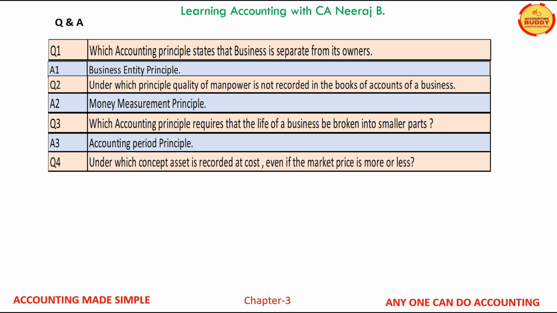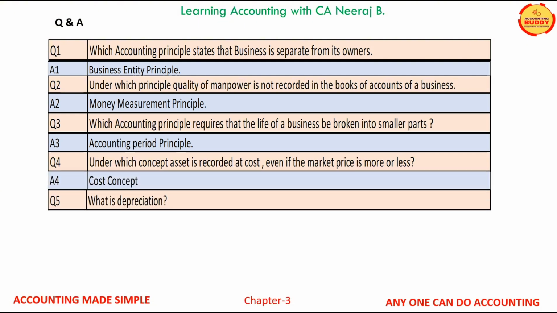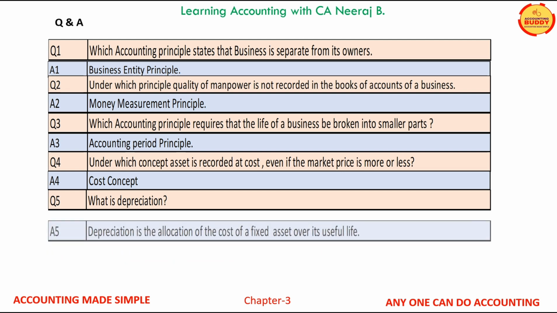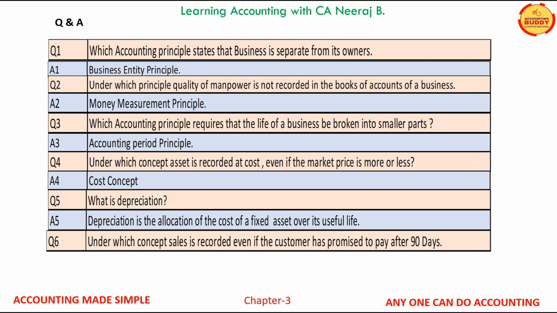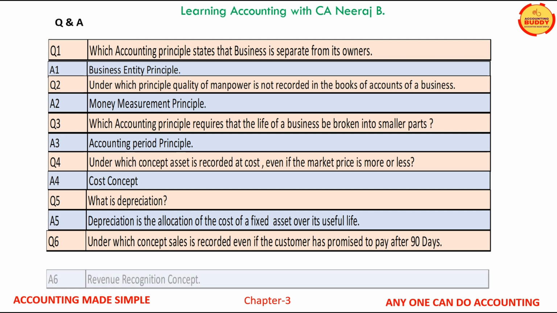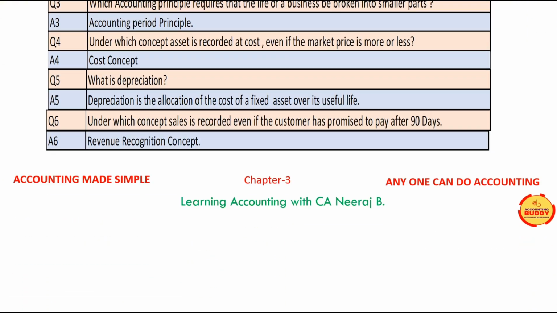Question number 4. Under which concept asset is recorded at cost even if the market price is more or less? The answer is cost concept. Question number 5. What is depreciation? The answer is depreciation is the allocation of the cost of a fixed asset over its useful life. Question number 6. Under which concept sales is recorded even if the customer has promised to pay after 90 days? The answer is revenue recognition concept.